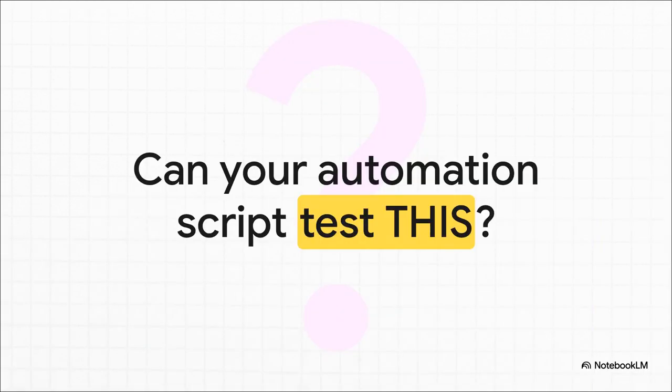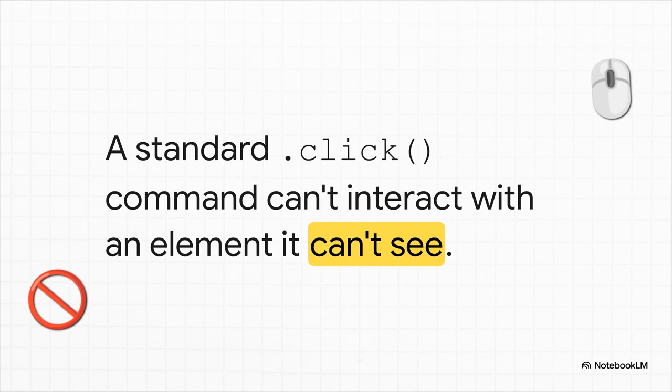So let's just start with a classic automation challenge. You're looking at what seems like a simple drop-down menu, right? But here's the catch. The menu options only pop up when you hover your mouse over it. This brings up a really big question. How can your script possibly click on something that doesn't even exist when the page first loads? And the short answer is, it can't.